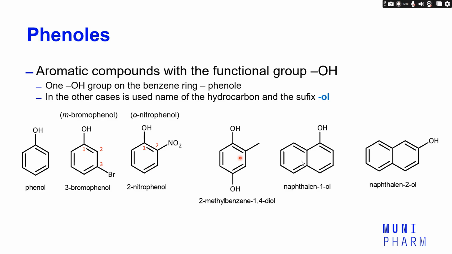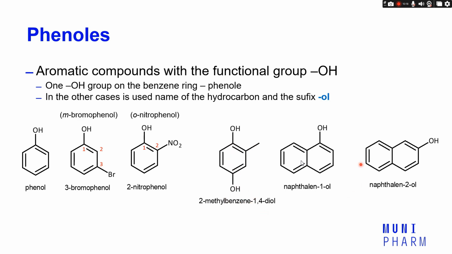In case of more hydroxy groups, the same system is used as in the case of aliphatic alcohols: multiplicative prefixes, name of the hydrocarbon, and the suffix -ol. It is seen in this example. We have here two hydroxy groups which are in positions 1 and 4, and here in position number 2 is a methyl group. This is the reason the name of this compound is 2-methylbenzene-1,4-diol.